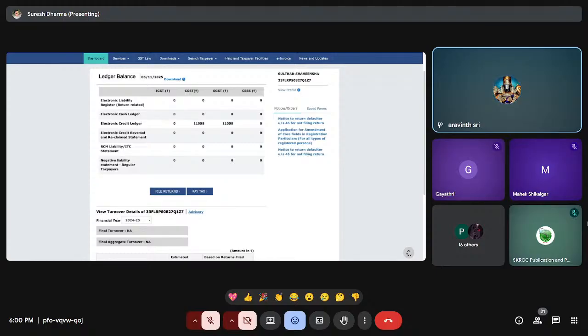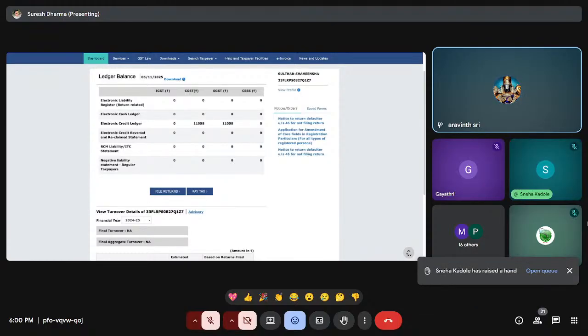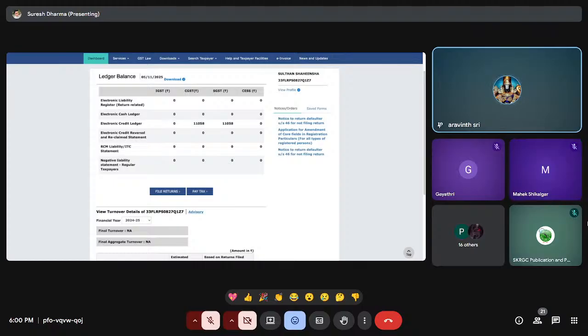So, what is the registration process? If you have supply of service, such as a transport service or a hospital service, or any other supply of service, and your yearly sales turnover is not less than 20 lakh, if you have a turnover of 20 lakh, you are eligible to pay GST.